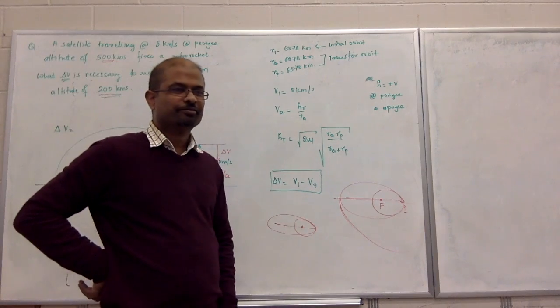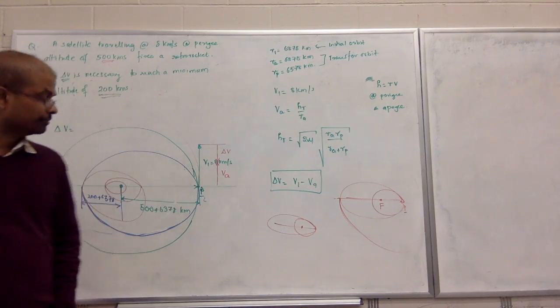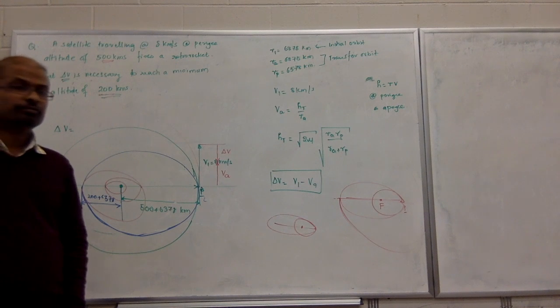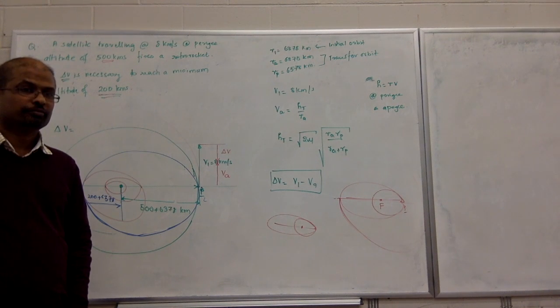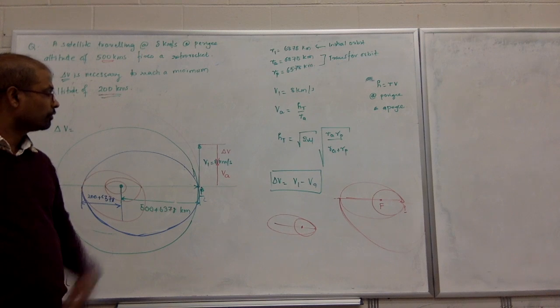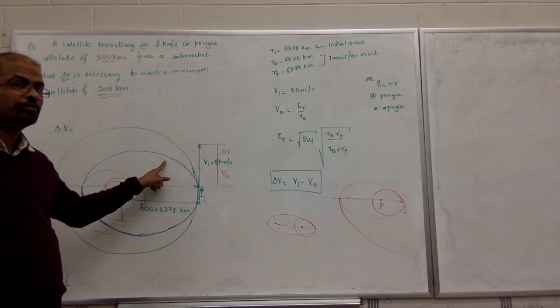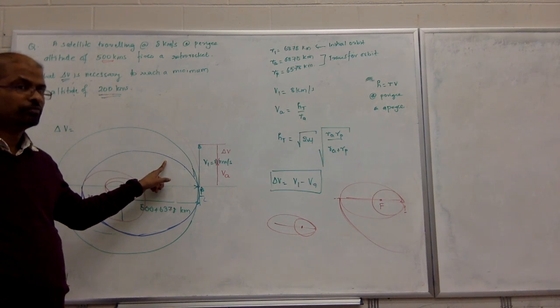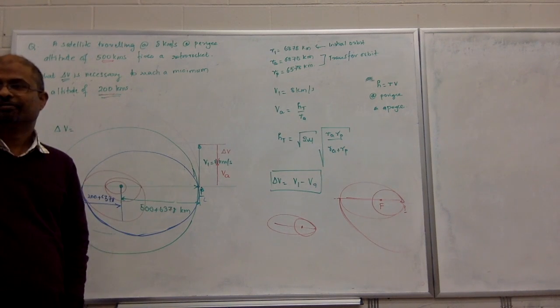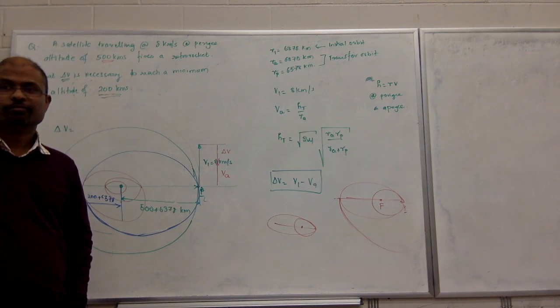So, in this problem that we did before, we went from the green to the blue, so that's the reason why we used the velocity at the apogee, VA. Going from this to this, you went smaller, so it's still VA. You could change from V1.